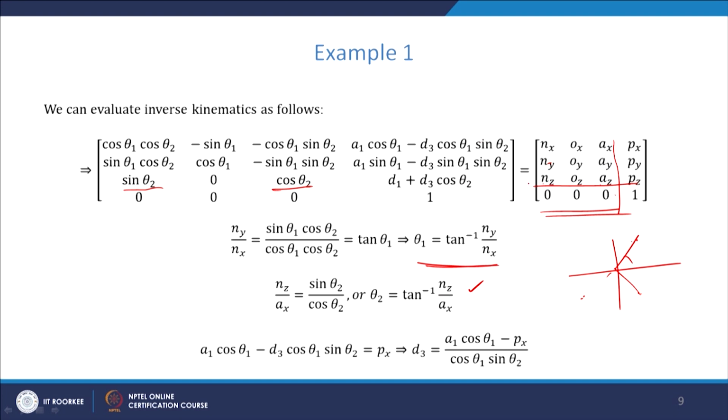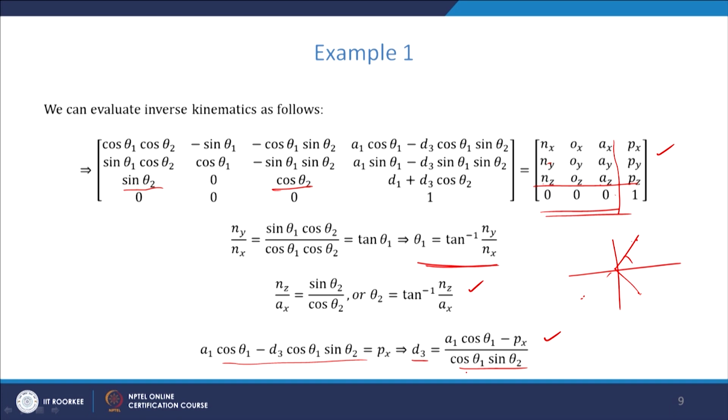Similarly, by equating the various expressions, once we obtain theta 1 and theta 2, we can also get the value of d3 by using simple manipulation of the various terms here. So, this is called the inverse kinematic solution of the problem. For a given end effector position, the inverse kinematic solution theta 1, theta 2 and d3 can be obtained like this.